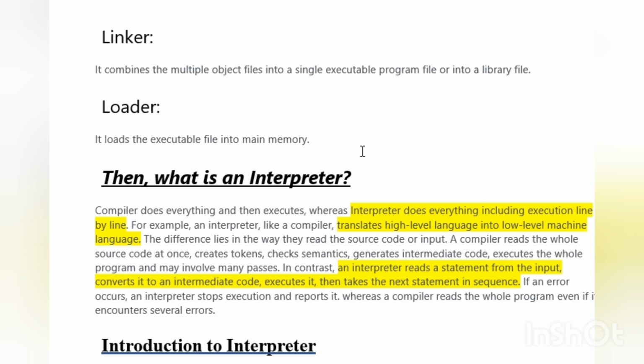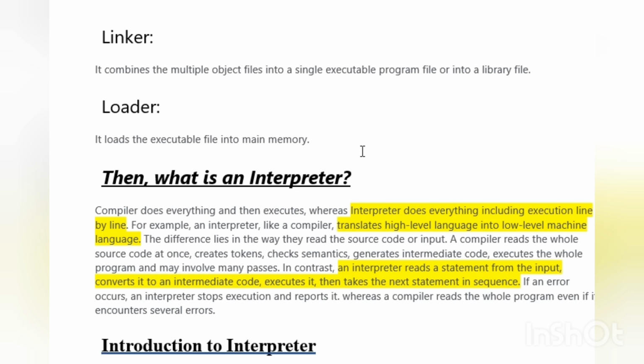So then what is the use of an interpreter? Interpreter and compiler perform the same thing, like execution of the program, but the interpreter does everything including execution line by line. It translates high level language into low level machine level language.